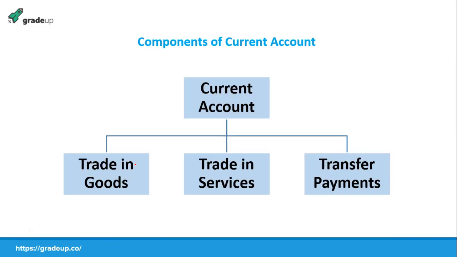Transfer payments are basically the remittances that we give free of cost to other countries, maybe a gift, donation, or charity. Trade in goods covers visible items, and services are invisible items. So the current account constitutes visible items, invisible items, and transfer payments, which are one-sided transactions.